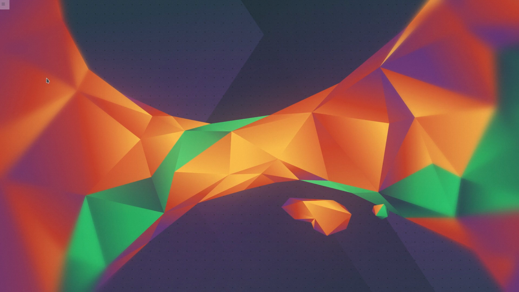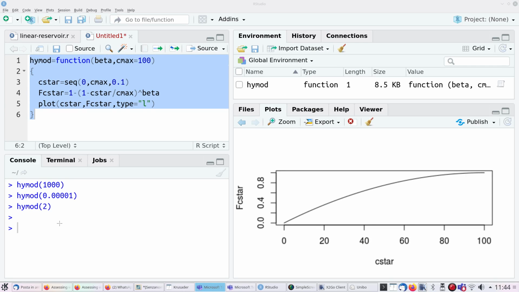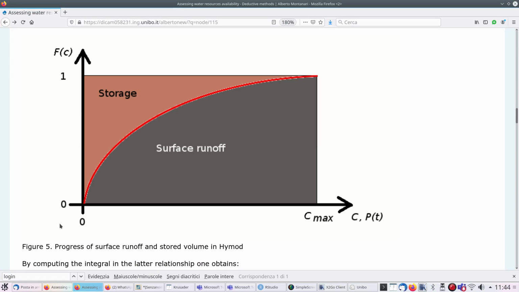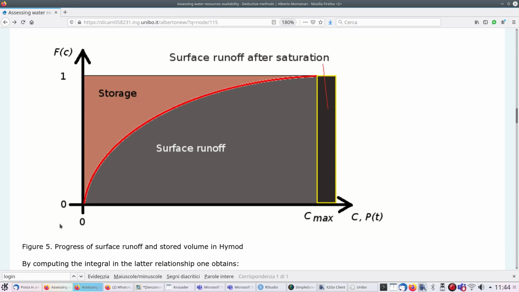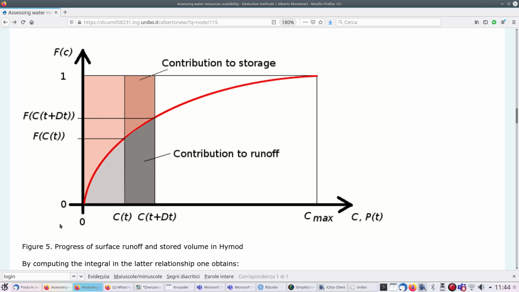If you go back to RStudio, just one second, and you remember that you get, just one second. Actually, let me see. Yeah, I was saying it's better if you get a beta value higher than one, sorry, not lower, higher than one. Okay. So let me go back to this animation. It is better if you get a convex curve because it is physically meaningful, as I said, that at the beginning you have more storage than runoff, and then after a while runoff exceeds the storage.